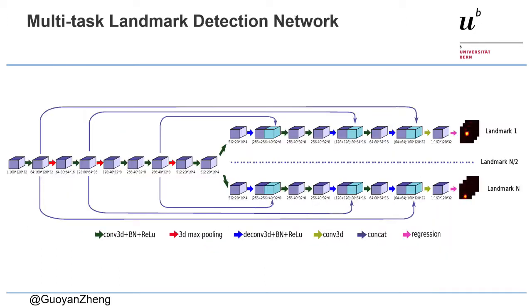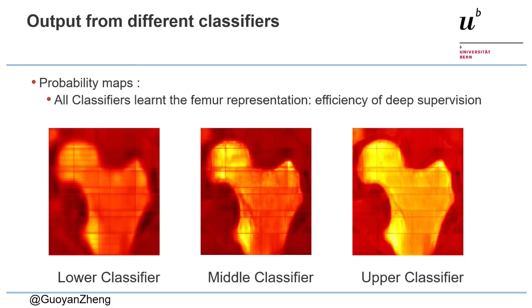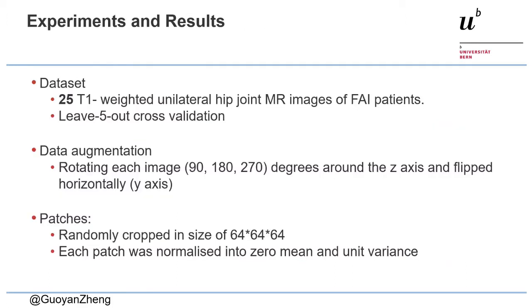So here it shows the architecture. If you are not familiar, it doesn't matter, because this is usually for people working in our field. This is the architecture of our network for multitask landmark detection, and this is the architecture of our network for fully automatic segmentation with multi-level supervision. Here it shows how the probability maps look in different classifiers. As you can see, in the lower-level classifier it's very sparse, while in the higher-level classifier it's very accurate.